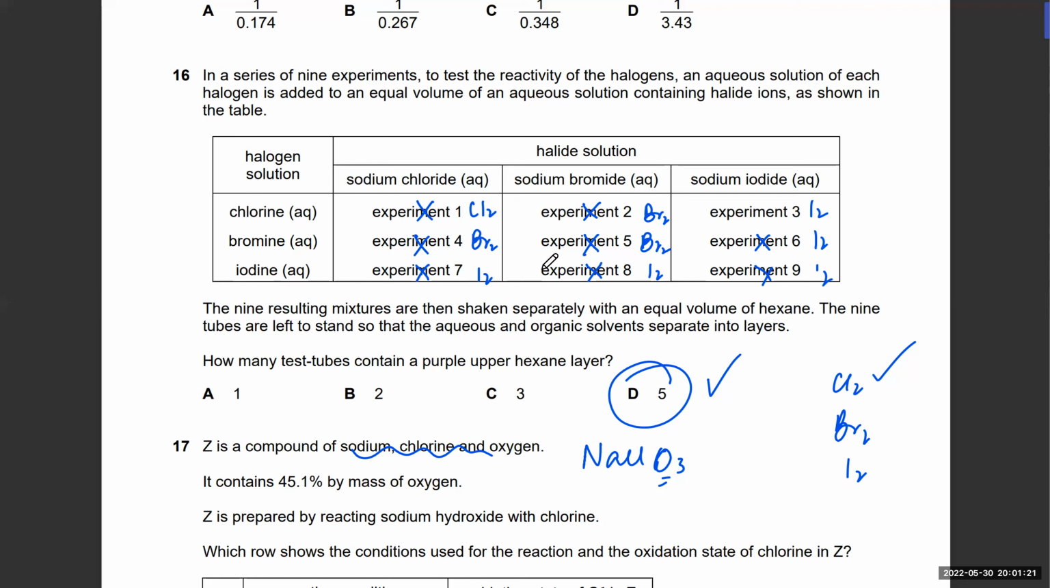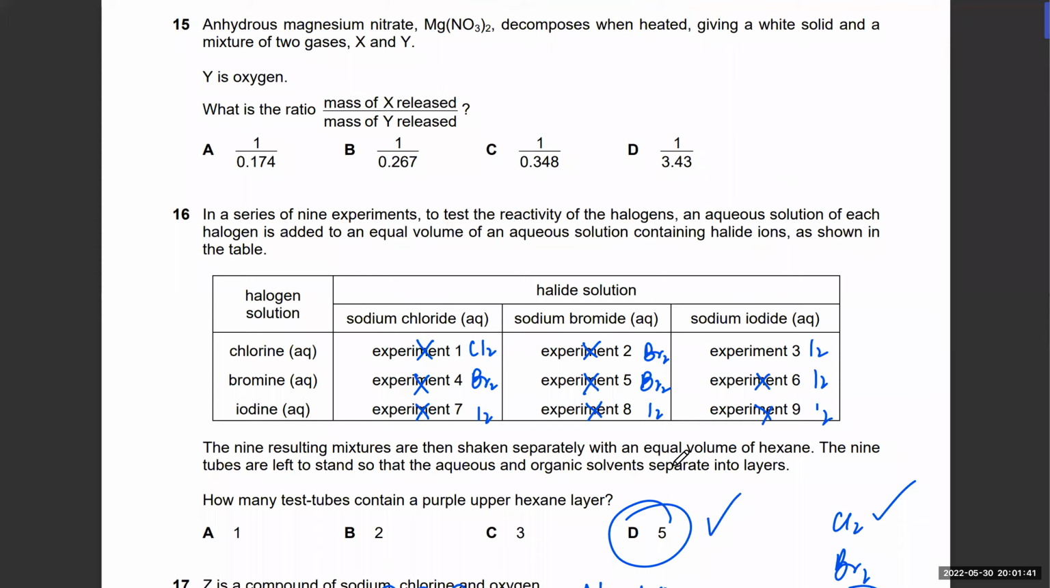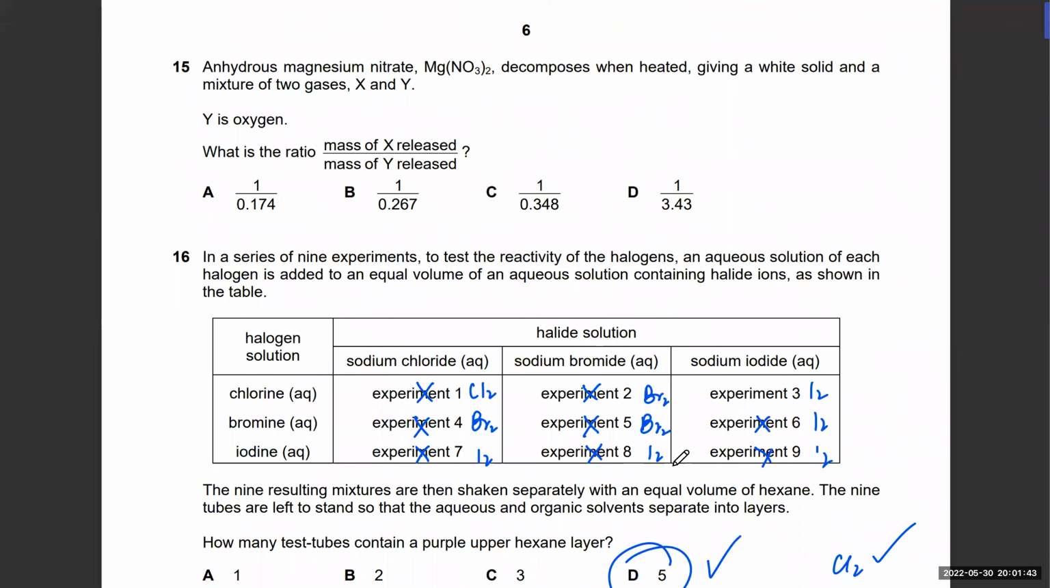So 5 test tubes will have iodine in them, and remember, iodine is non-polar. Non-polar things mix with non-polar things, like hexane. So when you put it in hexane, it's going to mix with hexane, and the iodine will make it purple. So it's 5. Is this clear? Yes.